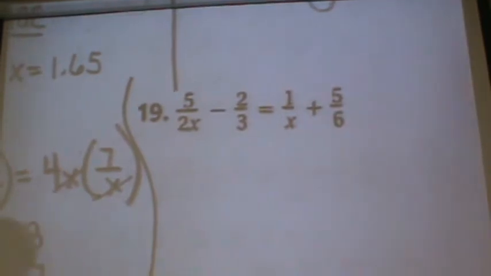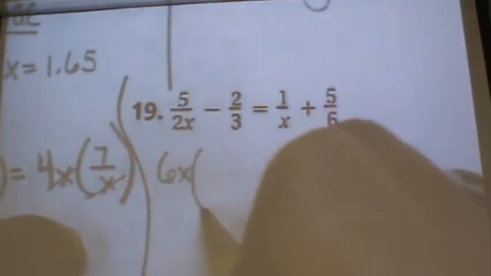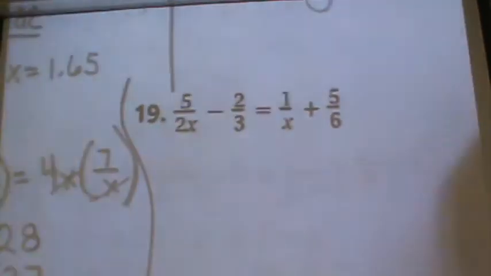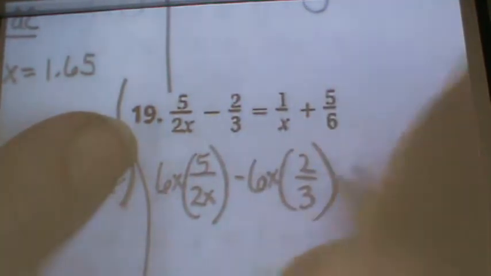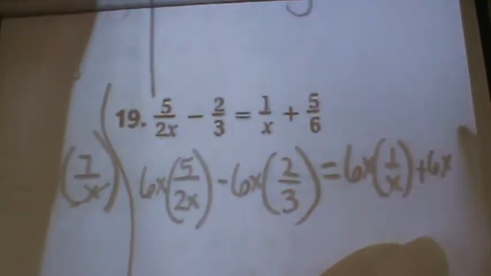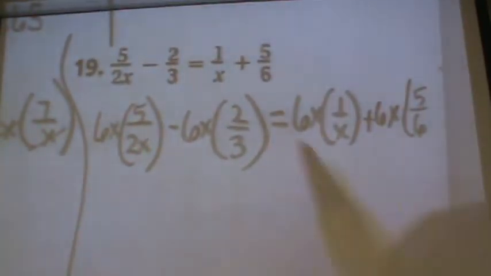What's your common denominator? 6x. So you have 6x. You have to write small. So 6x times 5 over 2x minus 6x times 2 over 3 equals 6x times 1 over x plus 6x times 5, 6. Okay, so tell me what my next line's gonna read.